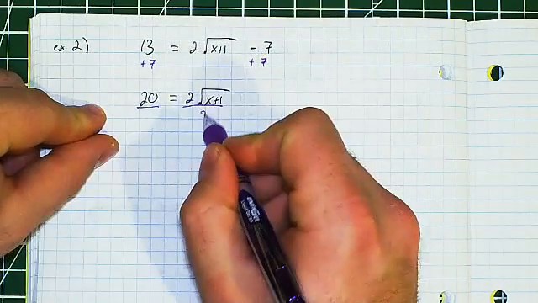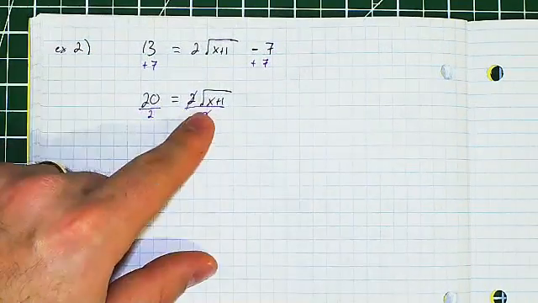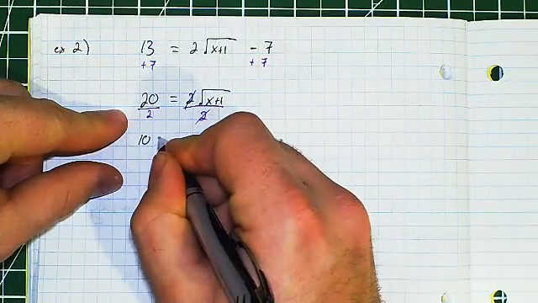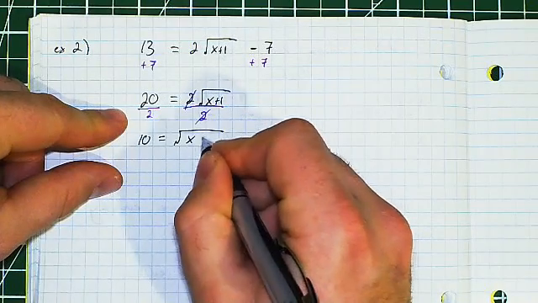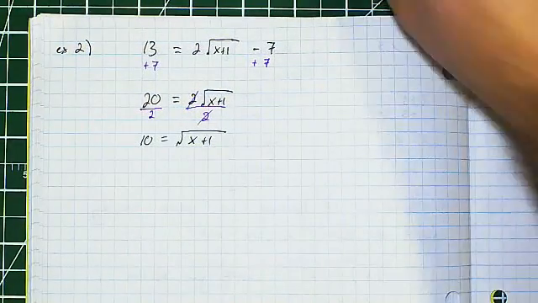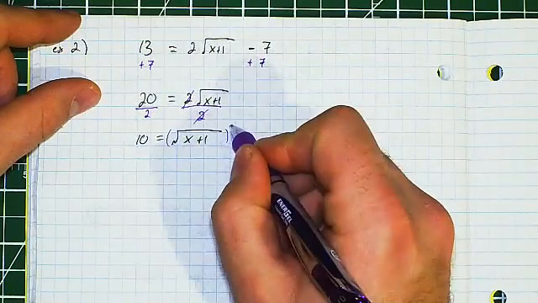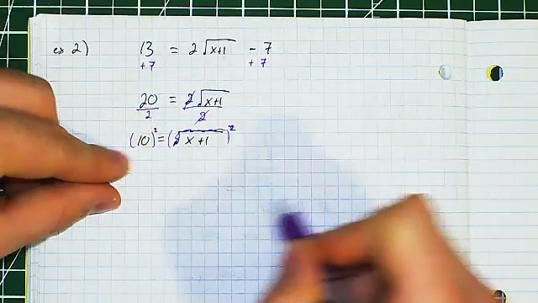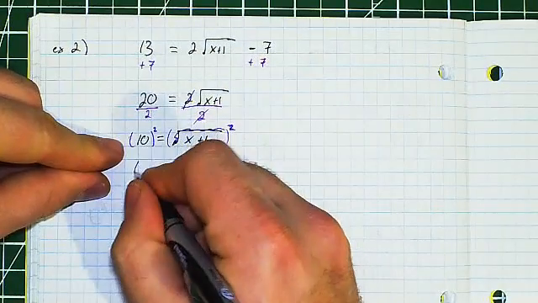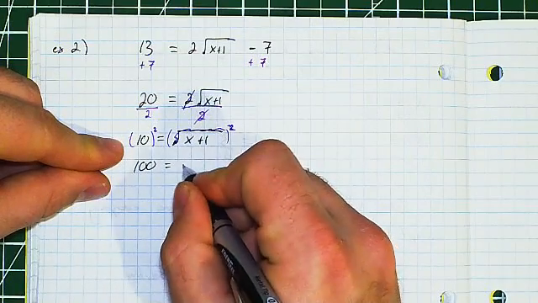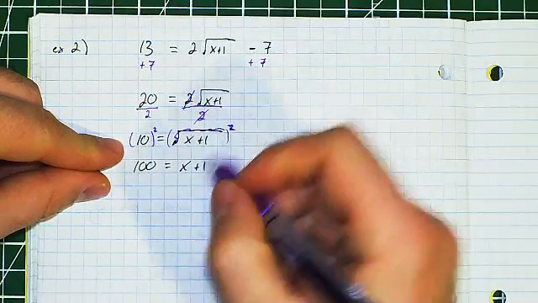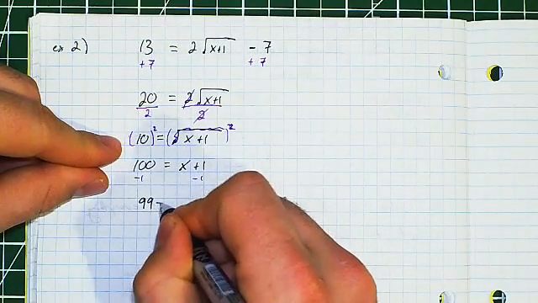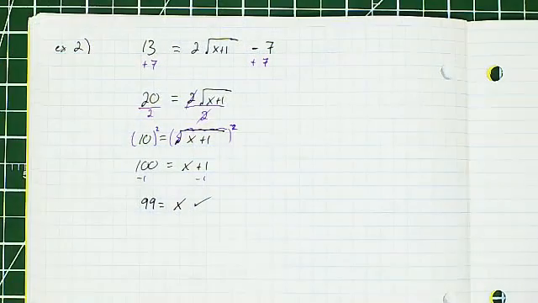I'm now going to divide both sides by 2 to cancel out my 2 out front. 20 divided by 2 gives me 10, and 10 equals the square root of x plus 1. Just like last time, I'm going to square everything to get rid of my root, my radical. 10 squared gives me 100, and I'm going to have x plus 1, and your final step is subtract 1 from both sides. So I know that x is going to equal 99.